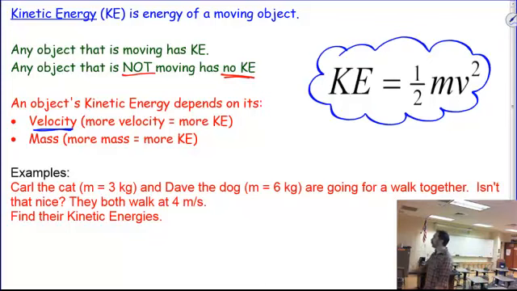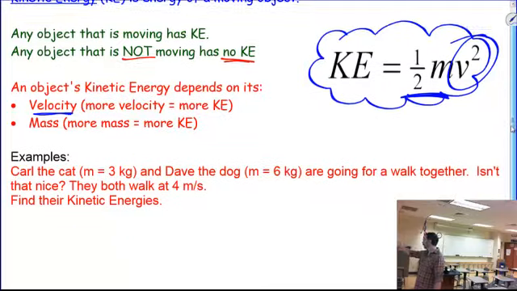All right. So to calculate the kinetic energy, it's just half of the mass multiplied by the velocity squared. Notice just the velocity is getting squared there. All right. So let's do a quick example here if I can get my smartboard to work.